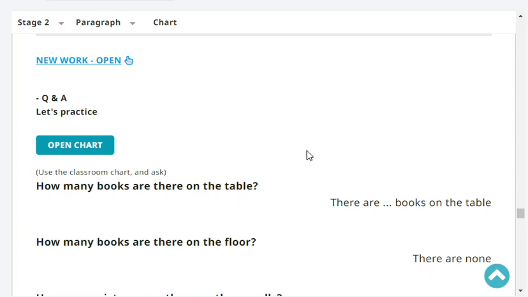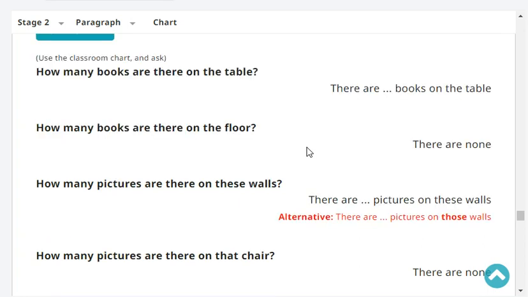There are three books on the table. How many books are there on the floor? There are none.